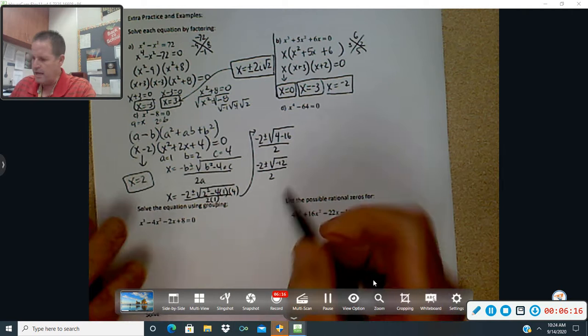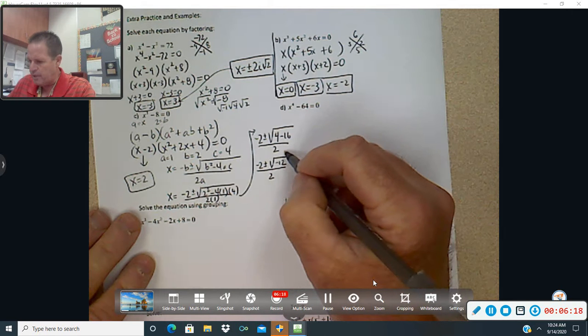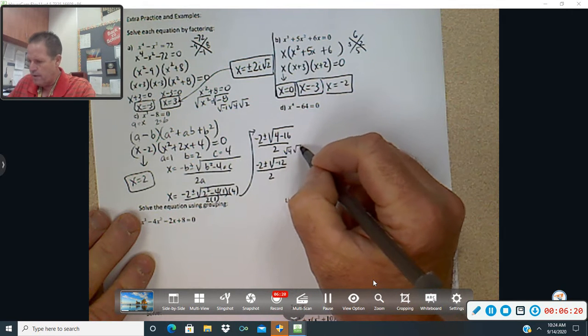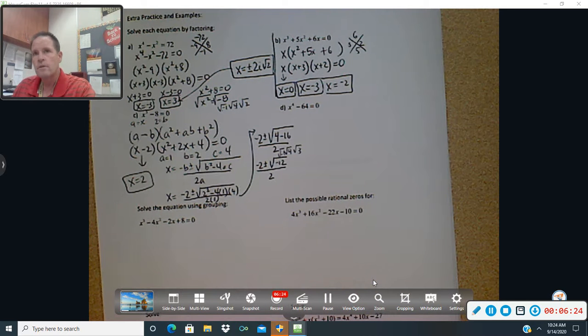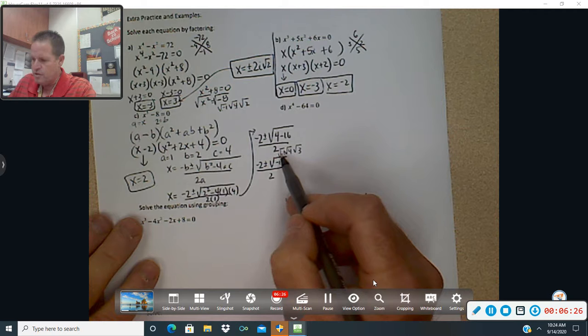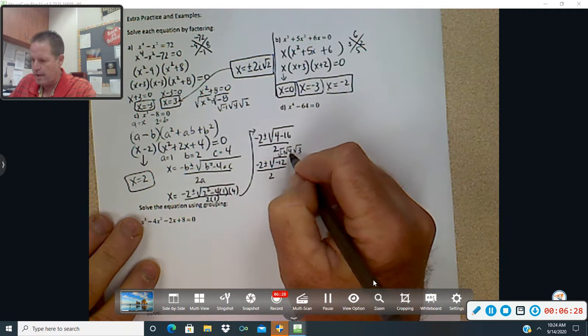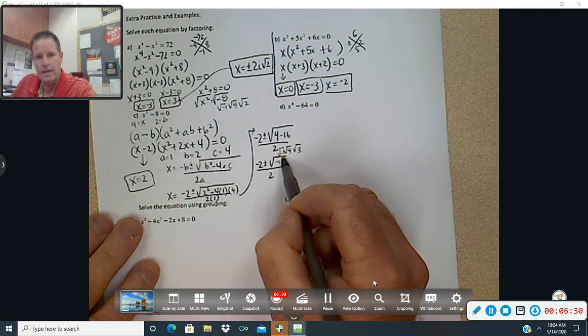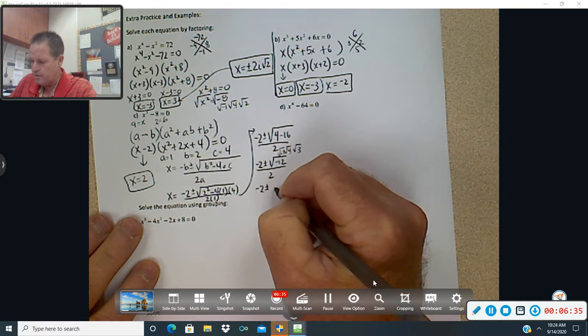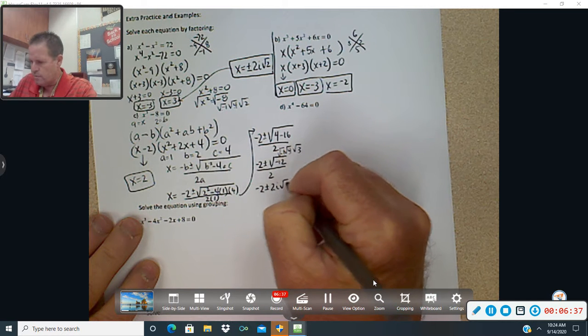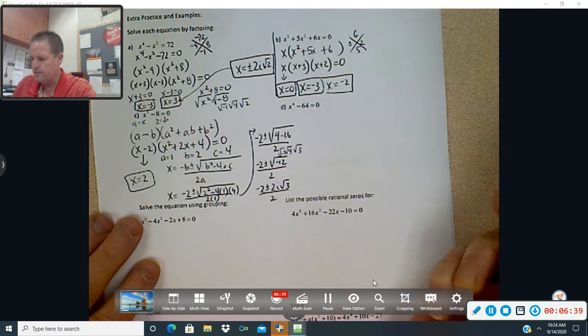Now the square root of negative 12 can be broken down into the square root of 4 and the square root of 3 and the square root of negative 1. So we're going to have 2i square root of 3 out of that. Square root of 4 is 2. Square root of negative 1 is i. So you're going to have negative 2 plus or minus 2i square root of 3, over 2.